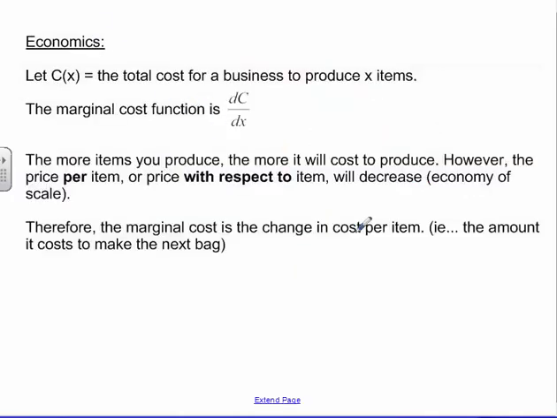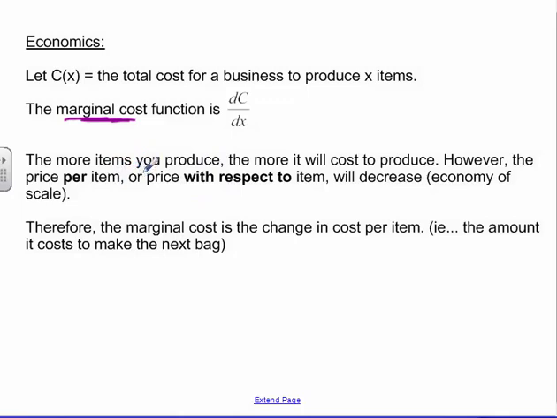So, okay, here's an example in the economics field. C is the cost for a business to produce items, and this is an economics term here. It's known as the marginal cost. It's the change in cost per change in items. Let's see if I can make sense out of this with these next lines here.